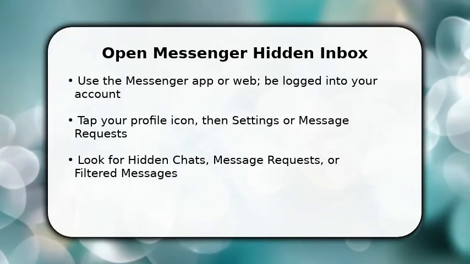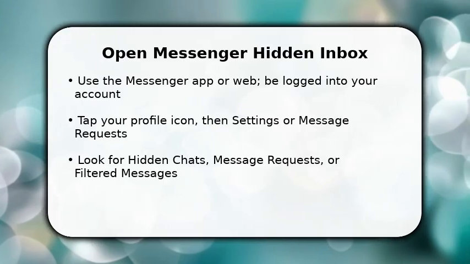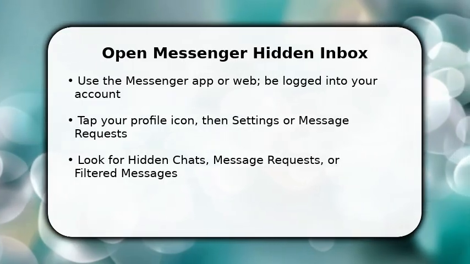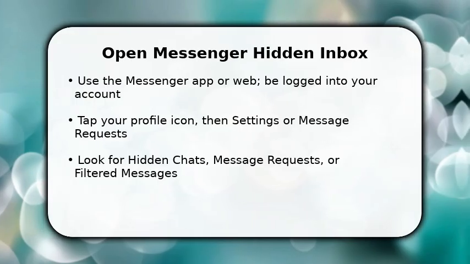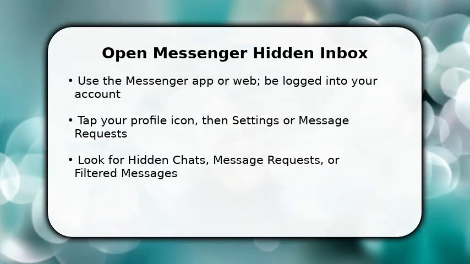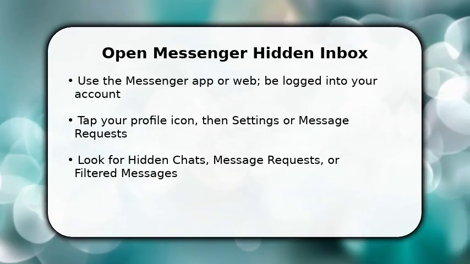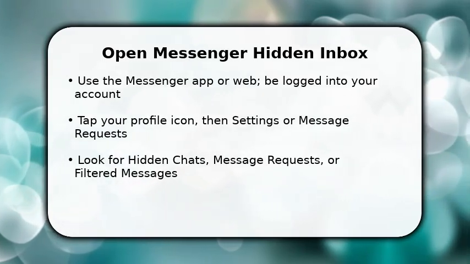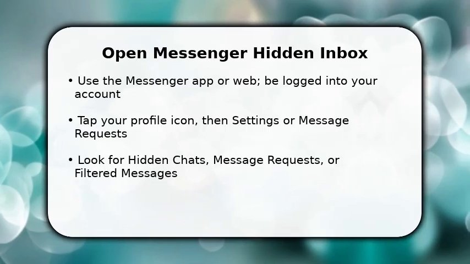You start by opening Messenger and getting directly to message filters. Tap your profile icon, then choose Message Requests or Settings to reveal filters. Once there, select Hidden Chats or Filtered Messages. This uncovers messages flagged as spam or filtered by privacy rules.